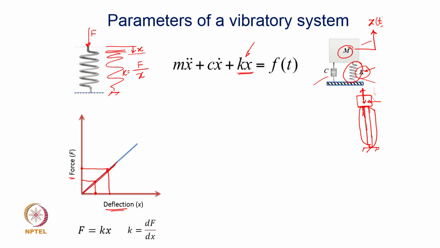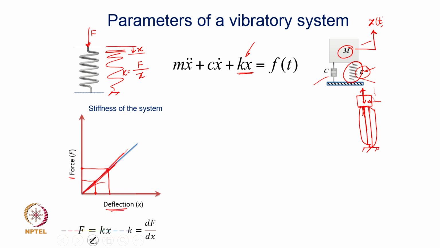However, so k is equal to basically df by dk. You find out the slope of this curve, that obviously being a straight line, it is going to turn out to be a constant value. So, that is the stiffness of your system.